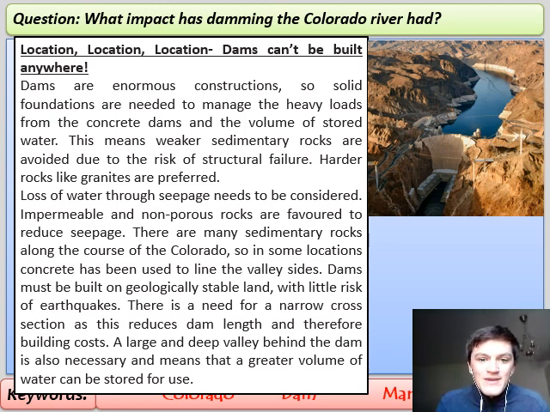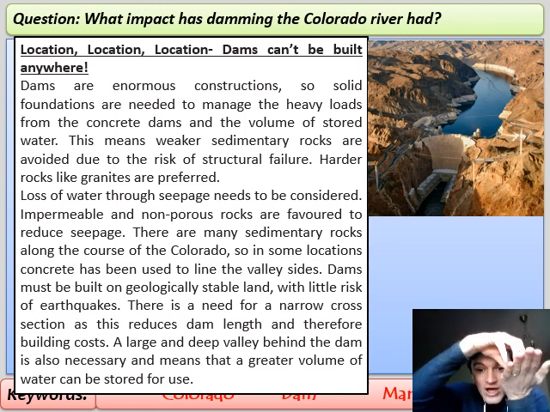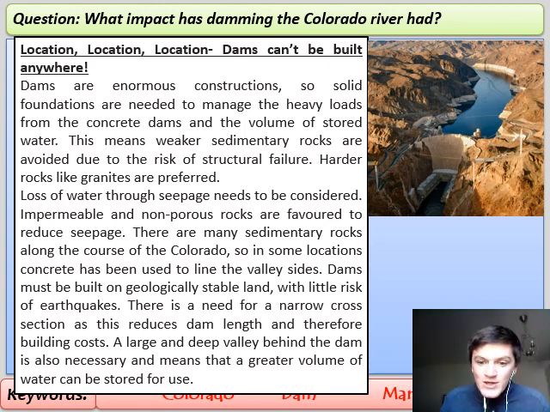Loss of water through seepage needs to be considered. Impermeable and non-porous rocks are favoured to reduce seepage. So you want rock that's hard and non-porous. If it's porous, the water goes through it. That's not what you want. You want the water just to sit on top of it. If it goes through, you're going to lose that water, and you're losing the benefit of the dam.